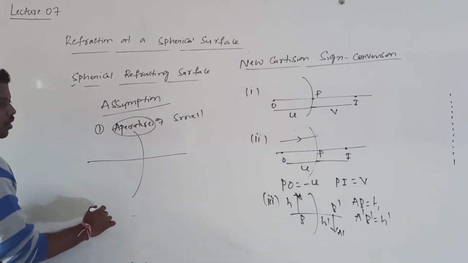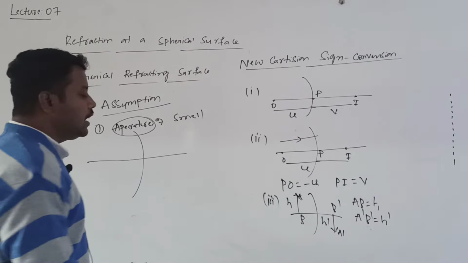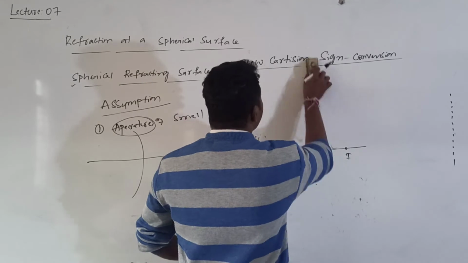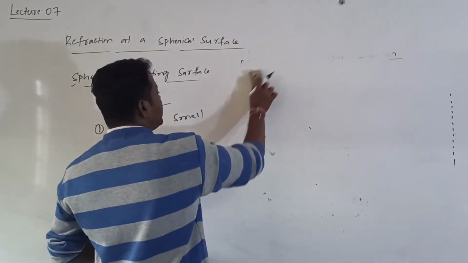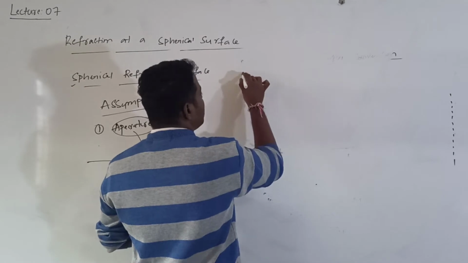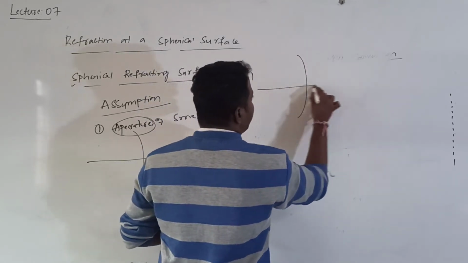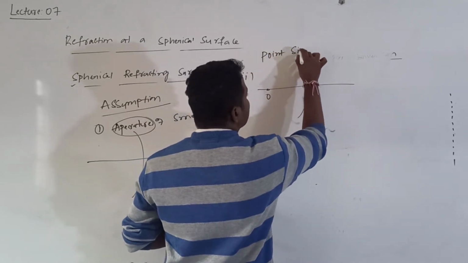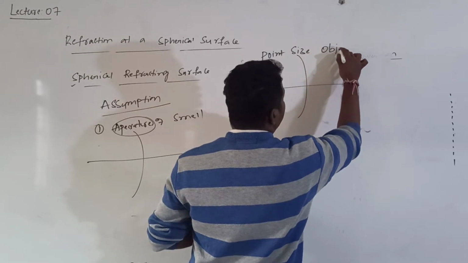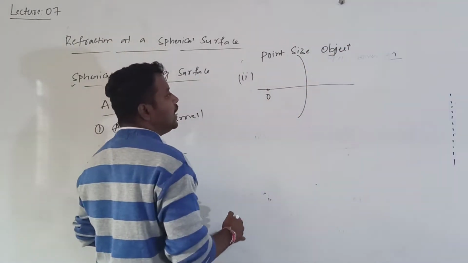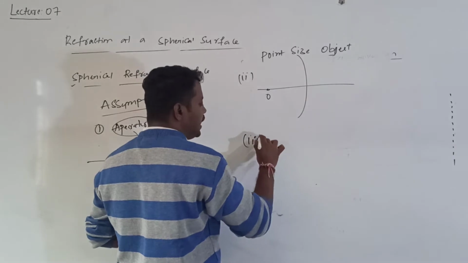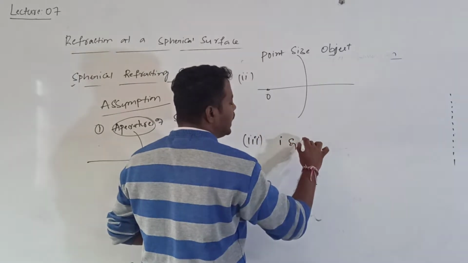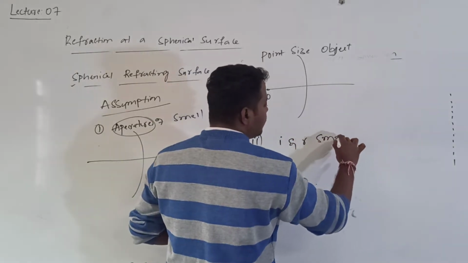The second assumption is that we will consider only a point object, which is placed on the principal axis. What is the second assumption? The object is of point size, placed on the principal axis. Clear? And the third assumption is that the angle of incidence and the angle of refraction made by the rays are small.